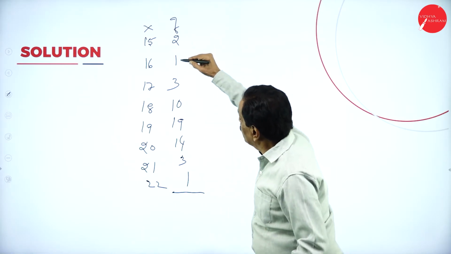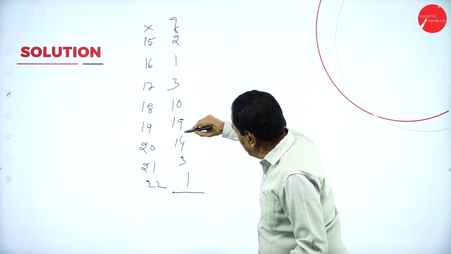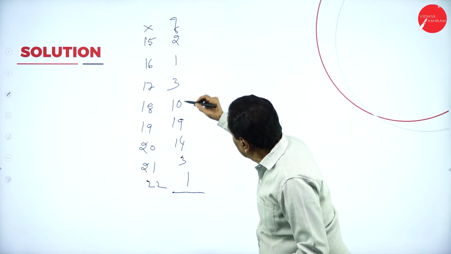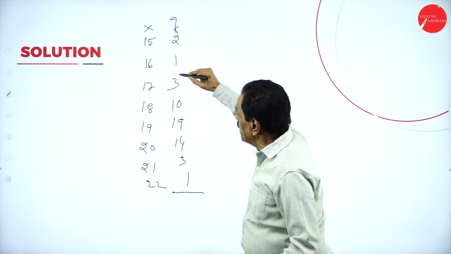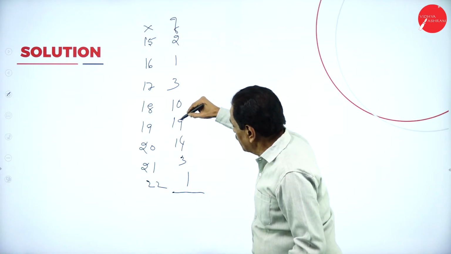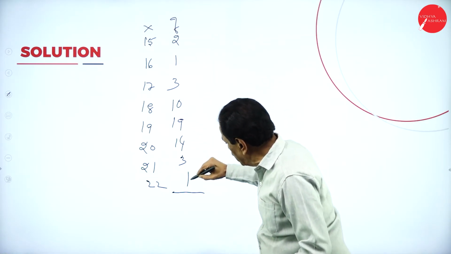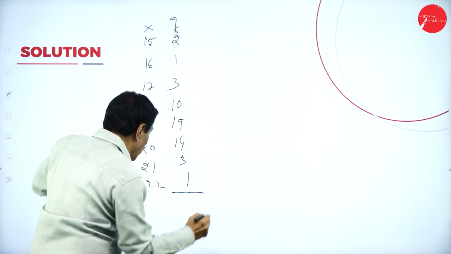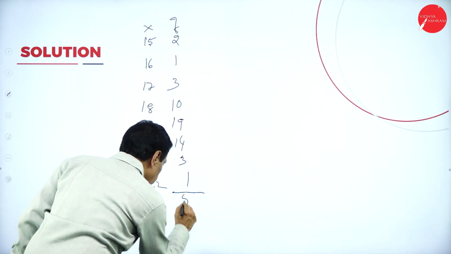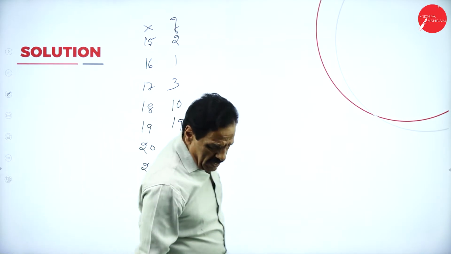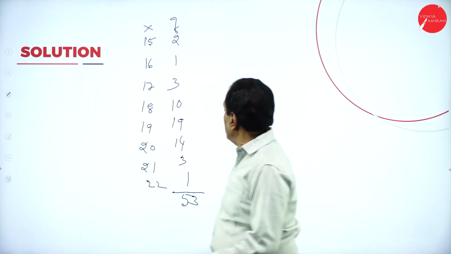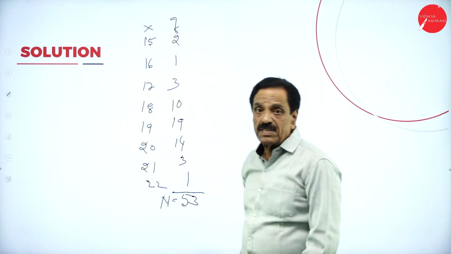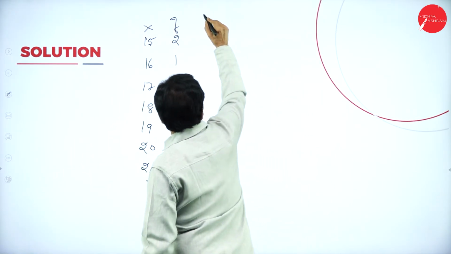Add 2 plus 1, 3, 6, 15, 19, 22, 23, and the remaining 2 plus 1, 3, 4, 5, 53. Totally it will come to 53. What is 53? N, the total frequency. Your frequency is 53. Now what's the next step to do?